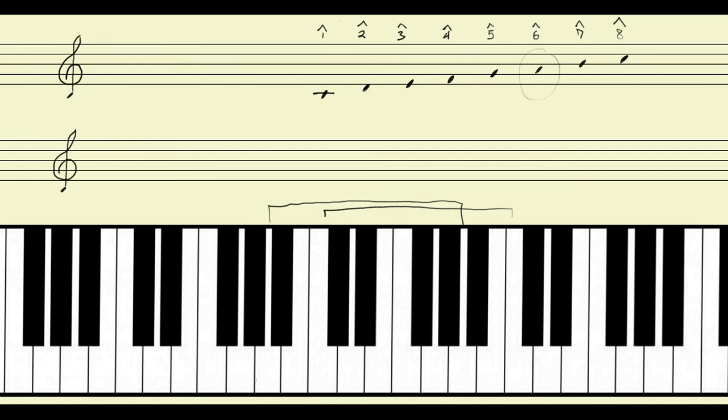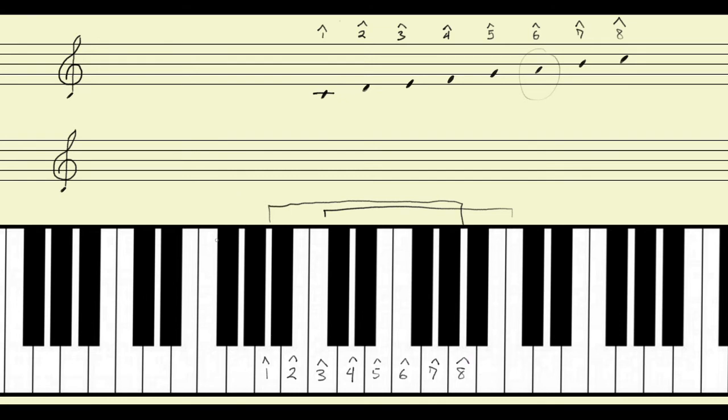So, what do I get? I start on A, and that is scale degree 1. B is scale degree 2. C is scale degree 3. D is scale degree 4. E is scale degree 5. F is scale degree 6, G is scale degree 7, and A is scale degree 8. 1, 2, 3, 4, 5, 6, 7, 8.